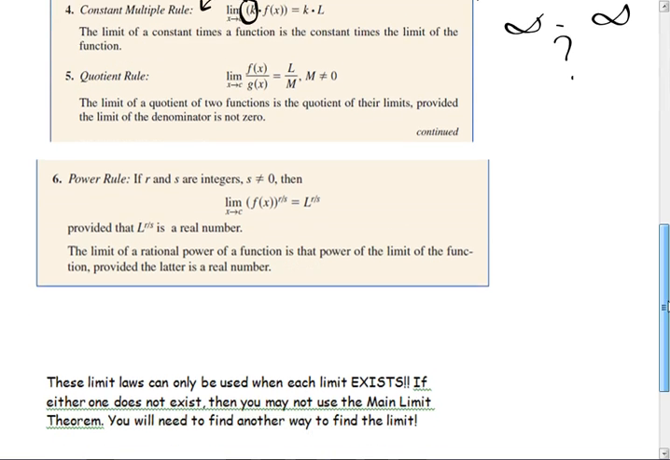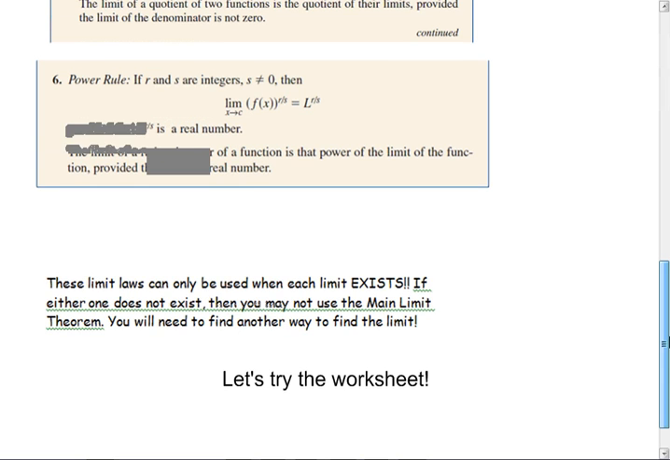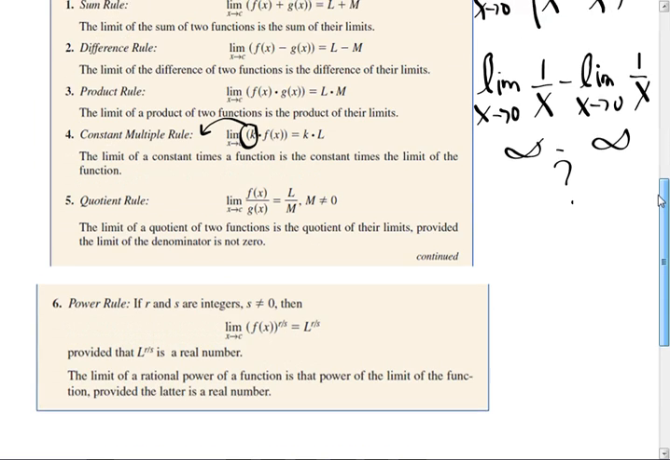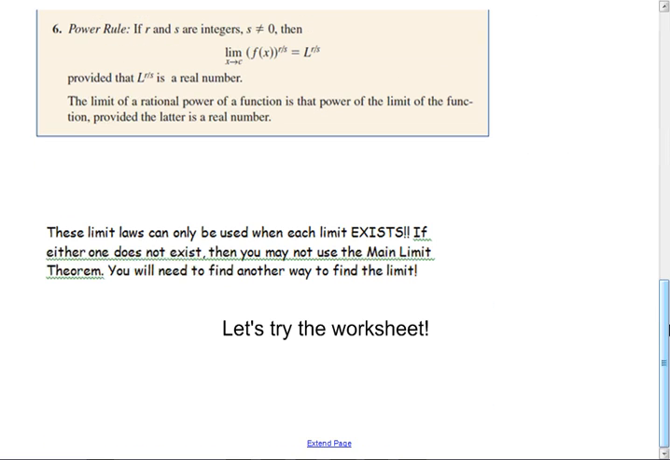Okay, so you know you can do that. And the power rule, you can just take the limit, find the limit of f of x and raise it to that power. The composite limit theorem is not in this section. It doesn't look like. Okay.